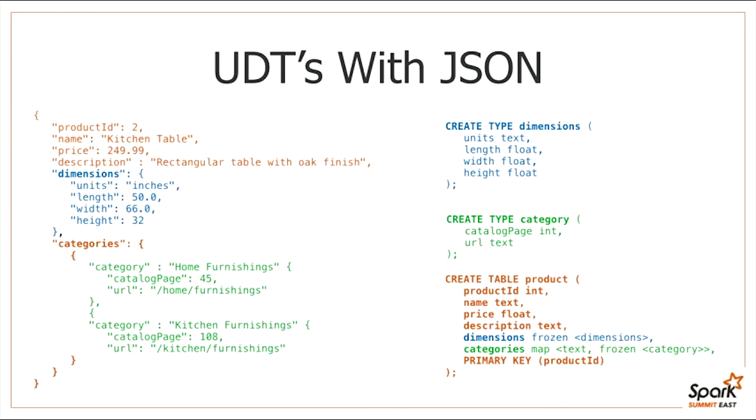And you can easily do this kind of work too with JSON. We have our JSON data, and I create my type. I have a category, I have dimensions, and then I create my table. In the lower right, you can see now I can specify my custom types as field names. Very easy to do.